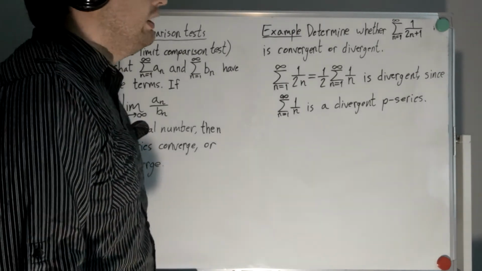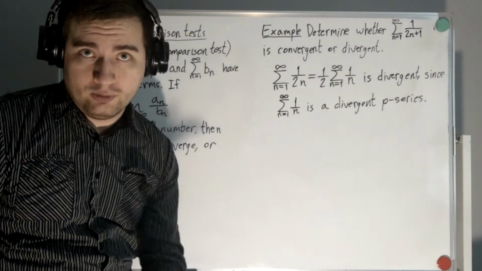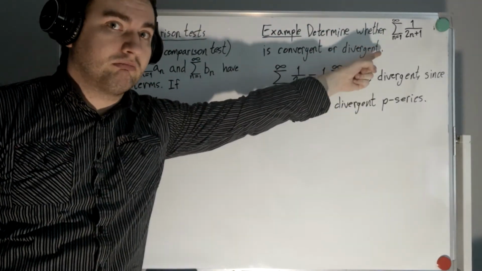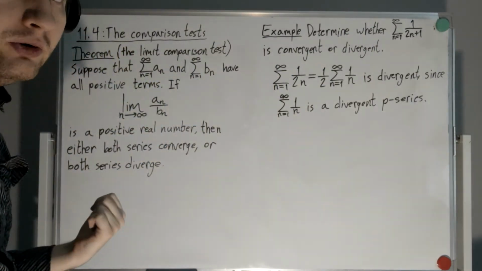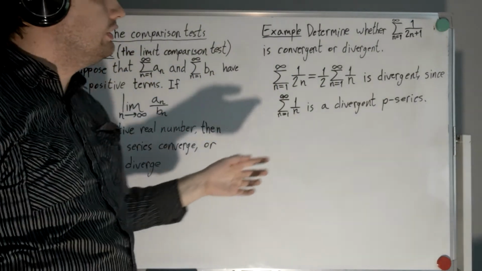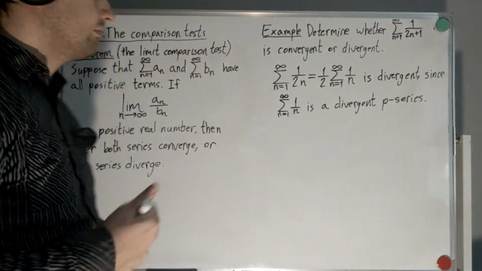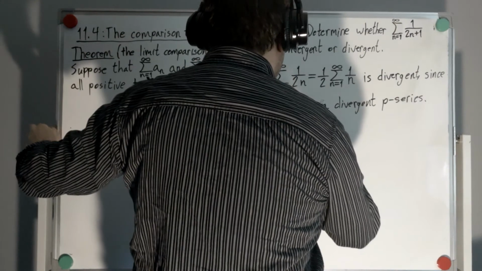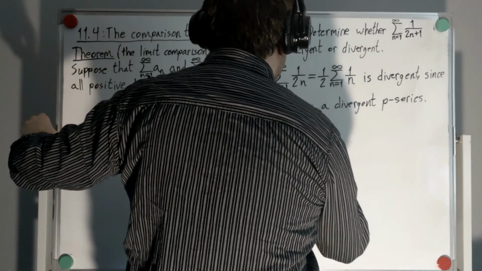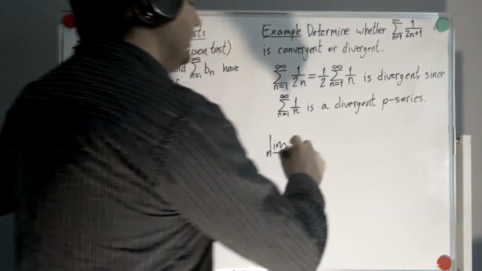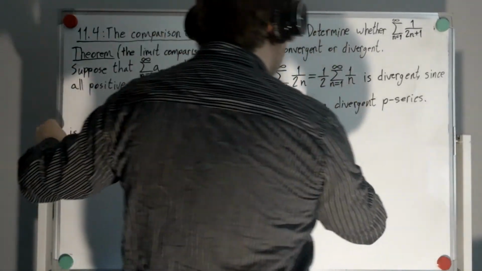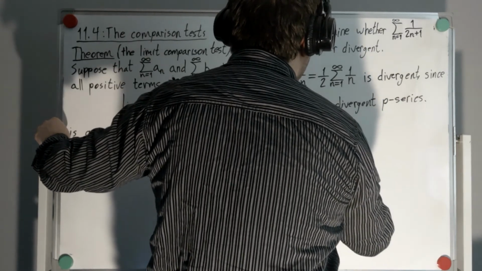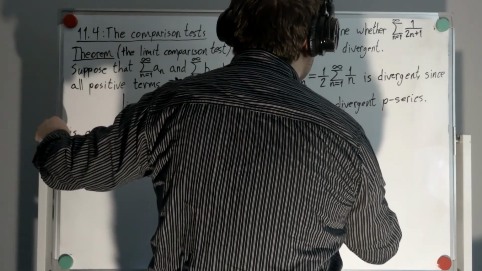So that's at least one series whose behavior we know. And it at least looks a lot like that one, right? Perhaps the limit comparison test, therefore, can give us some insight into how that behaves. So, what we need to look at here is the limit as n approaches infinity of, let's see here, an, I guess, would be 1 over 2n plus 1, and bn, I suppose that would be 1 over 2n.